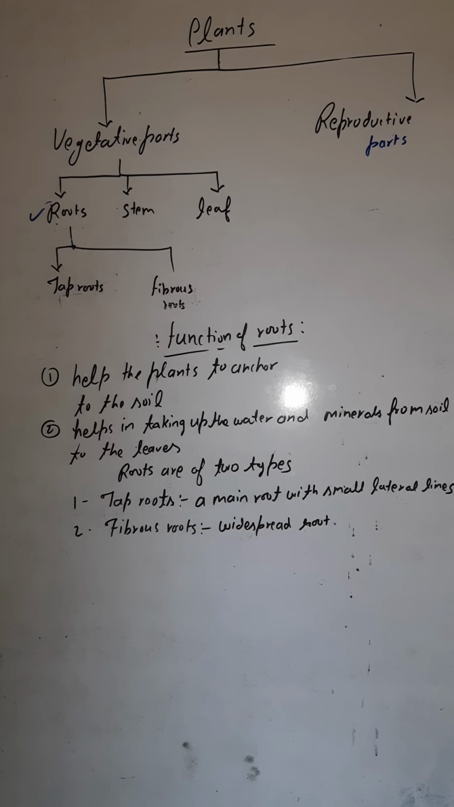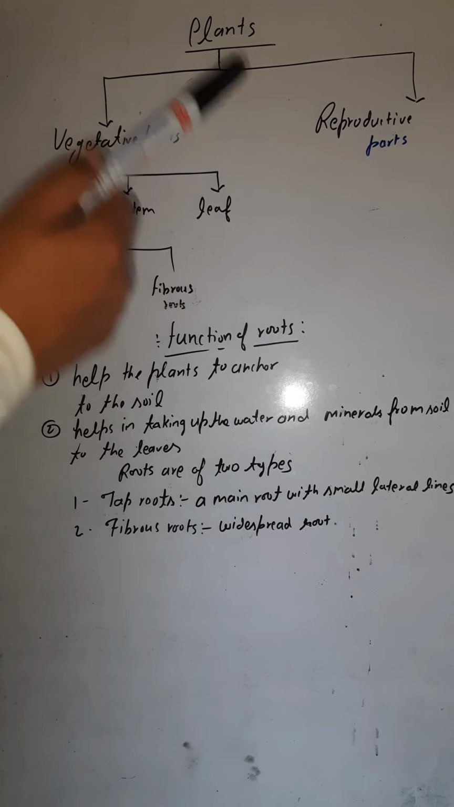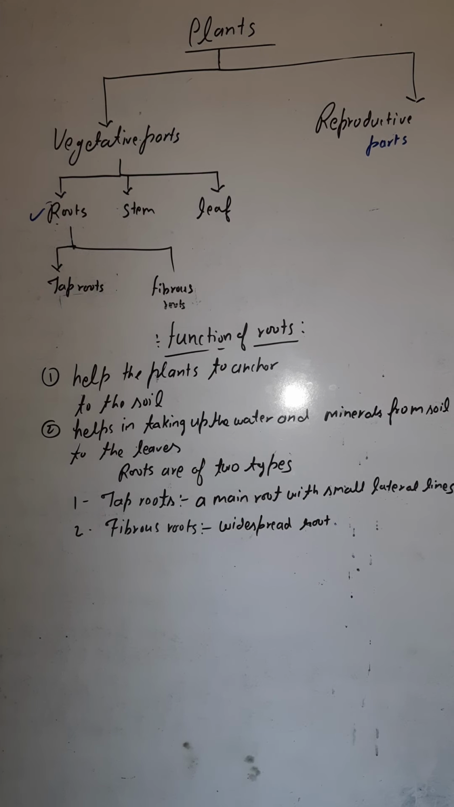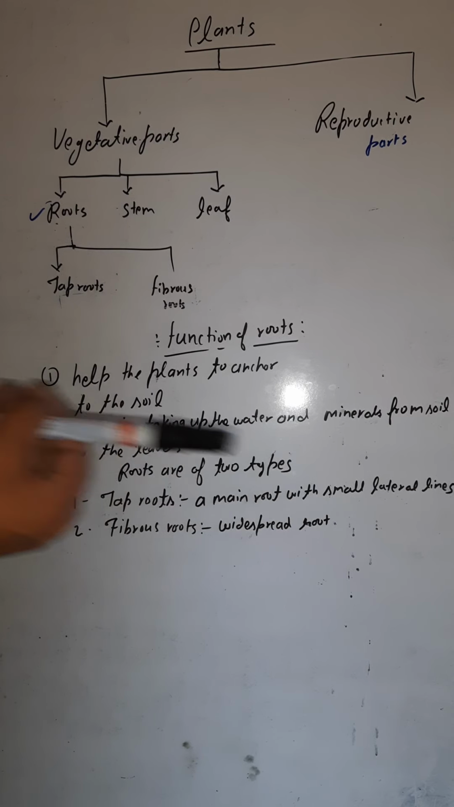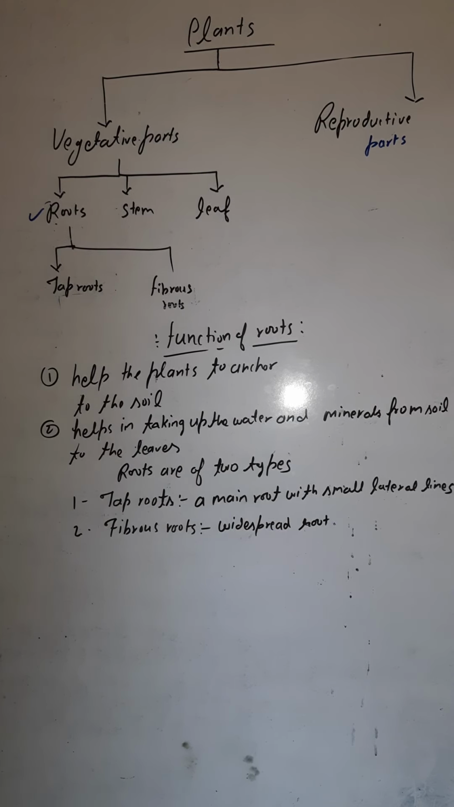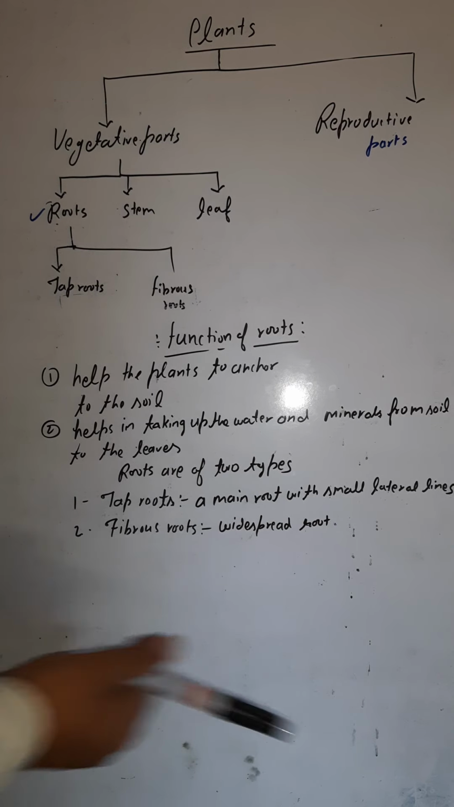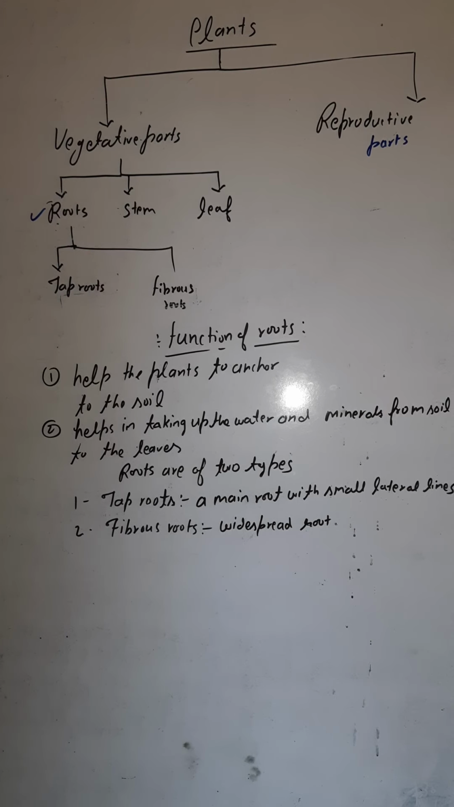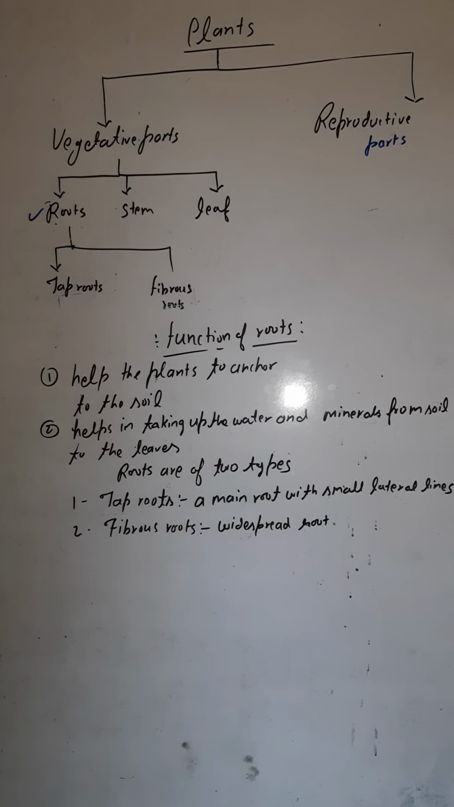So these are the functions of the roots: they help the plants to anchor in the soil, and they help in taking up water and minerals from the soil to the leaves where the food production takes place. And when discussing the types of roots, there are basically two types: tap roots and fibrous roots. Tap roots have a main root with some lateral branches or lines, and in fibrous roots we have a widespread root system. So this is all about the roots and their function.